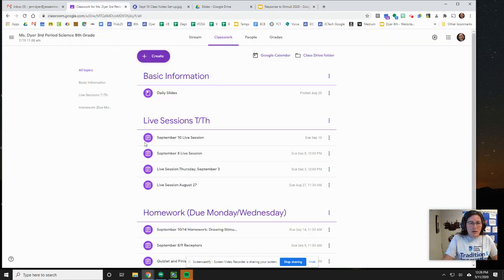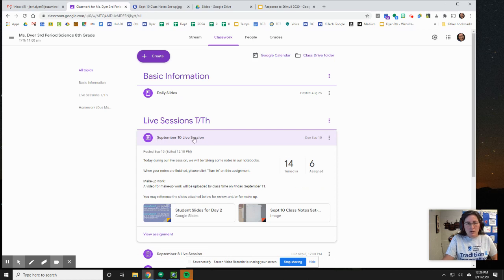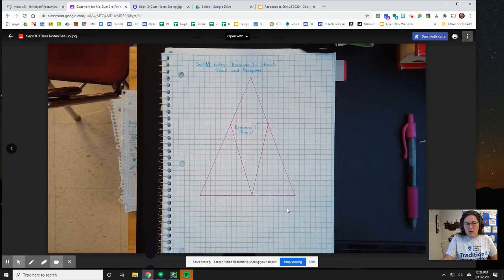So when you work on this, you can flip over to the live session and this will show you how to set up your notebook. So take a second and find this file that shows you it's September 10th class notes setup. So go ahead and find that and take a second and set up your notebook. This will be on the page after Jake the Snake and the Gardener Guy.